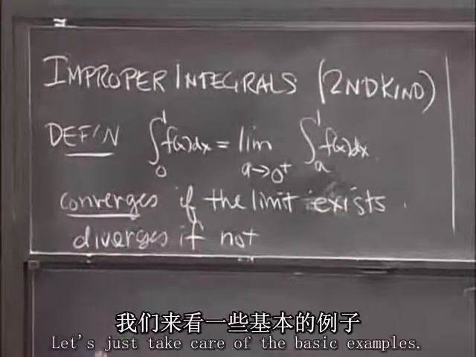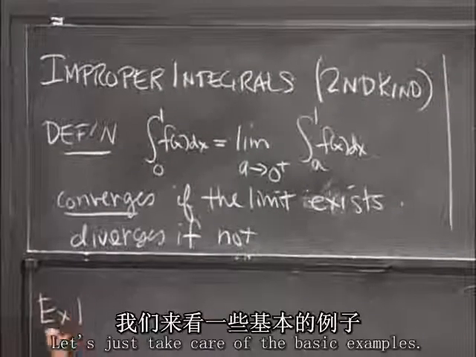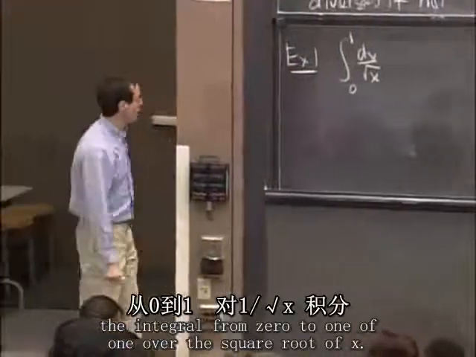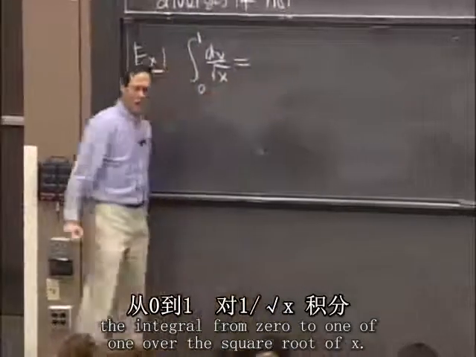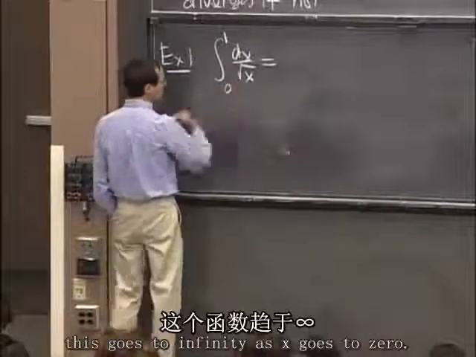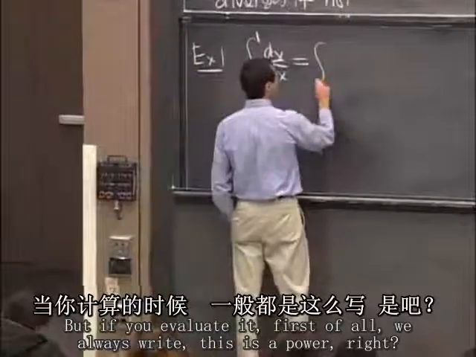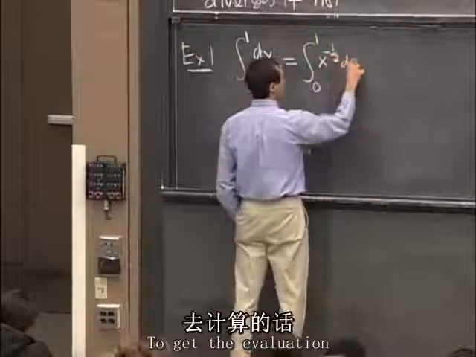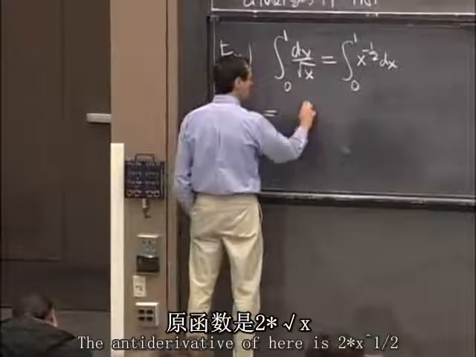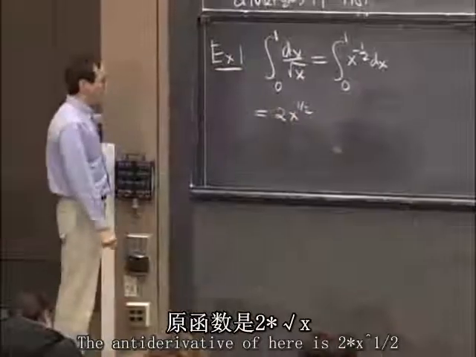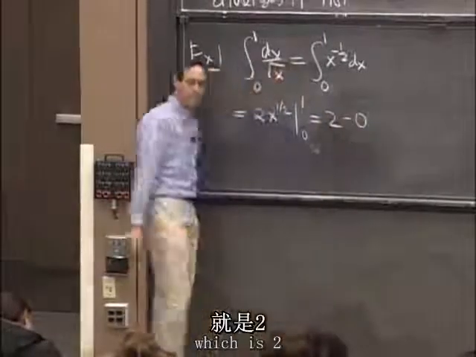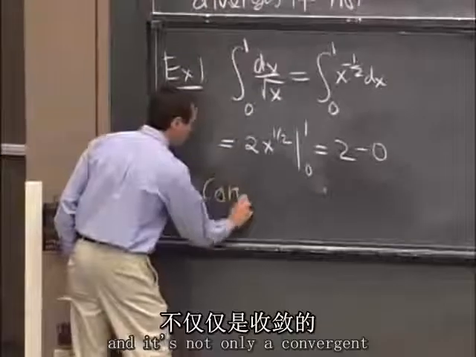Let's just take care of the basic examples. First of all, I wrote this one down last time. We're going to evaluate the integral from 0 to 1 of 1 over the square root of x. You almost don't notice the fact that it goes to infinity as x goes to 0. But if you evaluate it, first of all, we always write this as a power, to get the evaluation. And then I'm not even going to replace the 0 by an a. I'm just going to leave it as 0. The antiderivative here is x to the 1/2 times 2. And then I evaluate that at 0 and 1, and I get 2 minus 0, which is 2. All right, so this one is convergent. And not only is it convergent, but we can evaluate it.